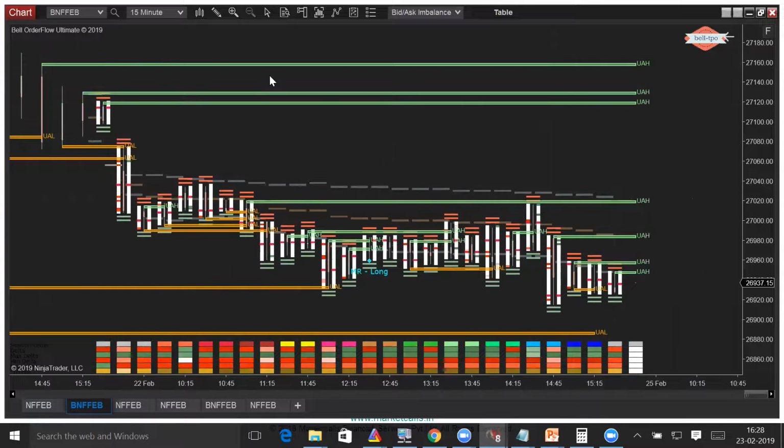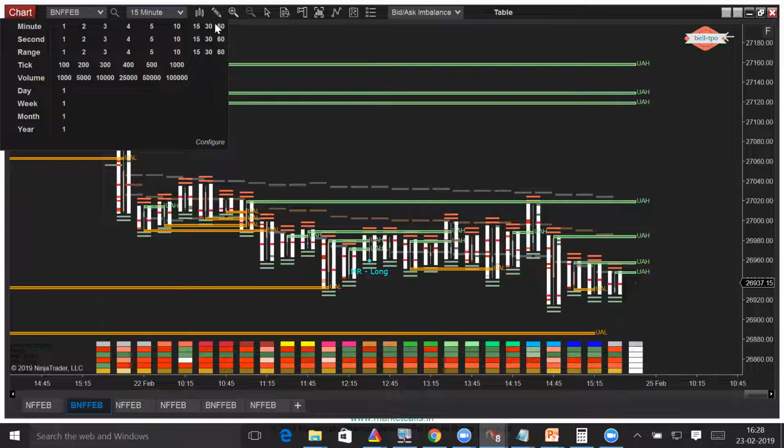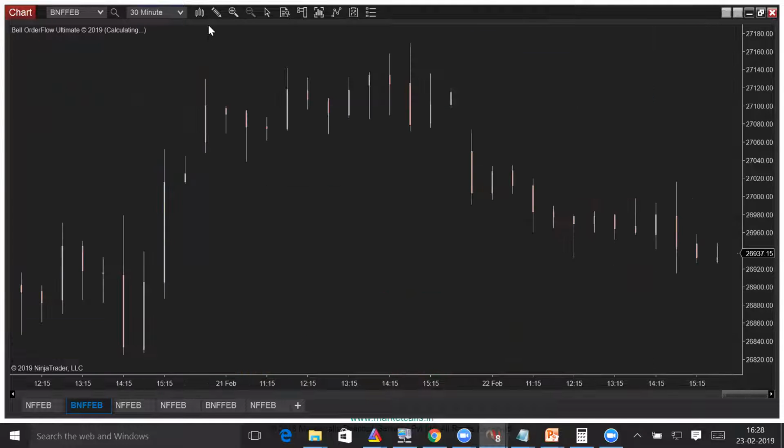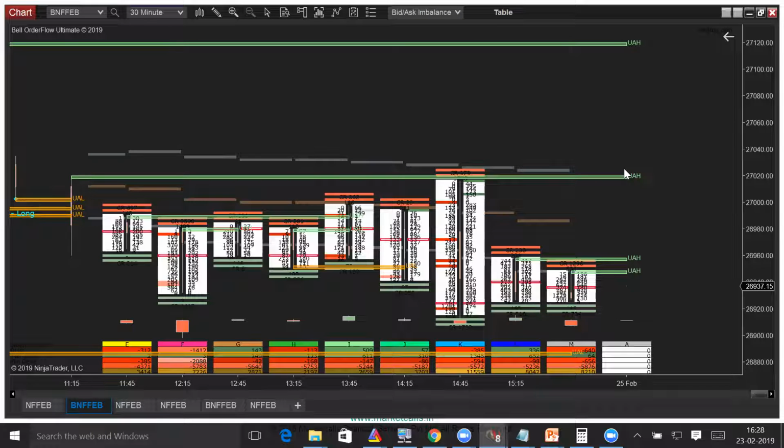Right. So again, let's say even if I go to the 30-minute time frame, the same levels would be there, but maybe the number of levels would be very few. So 1, 2, 3, 4. Earlier it was more than 9 or so. Now the levels have been reduced to only 4.